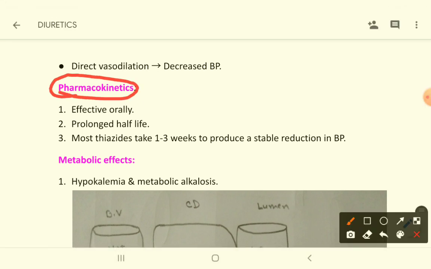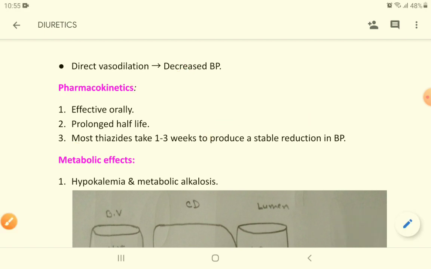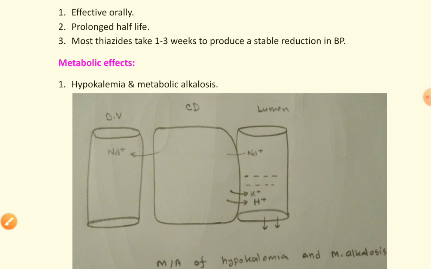The thiazide diuretics are effective orally. They have a prolonged half-life, and most thiazides take 1 to 3 weeks to produce a stable reduction in blood pressure. Now come to the metabolic effects of the thiazide diuretics.